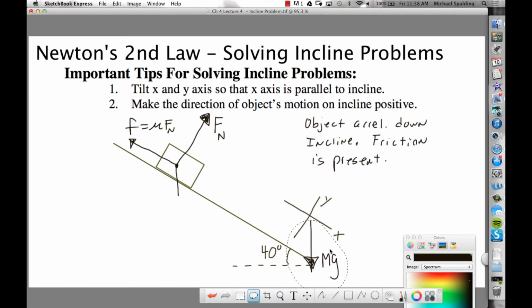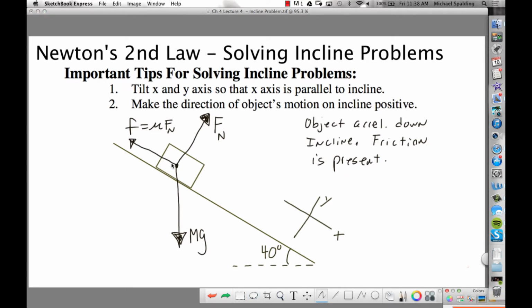So look, mg, I'm going to put it right there. Notice that mg is part x and part y. So what I'm going to do is I'm going to show the components of mg. So I'm going to get a red pen. Okay, so right here, this represents the y component of mg. This represents the x component of mg. So I'm going to label this mg y component, and then I'm going to label this mg x component.